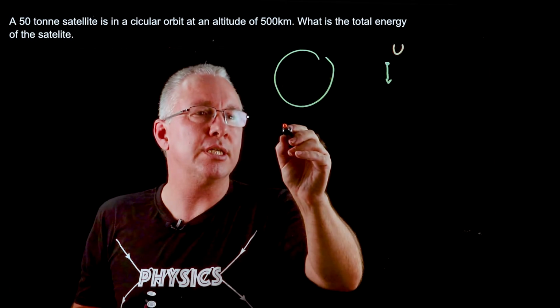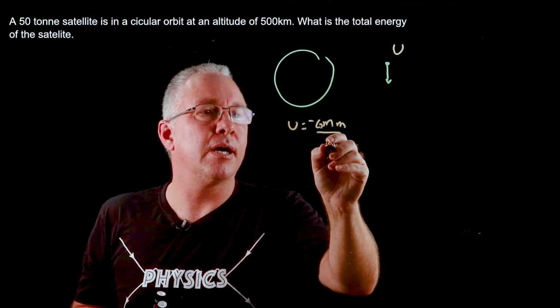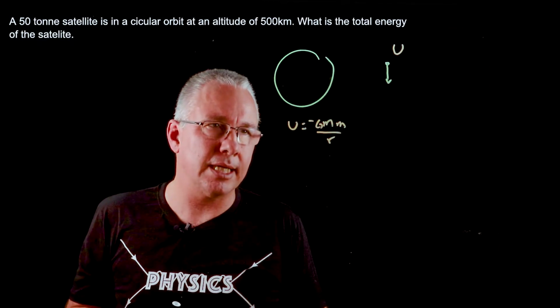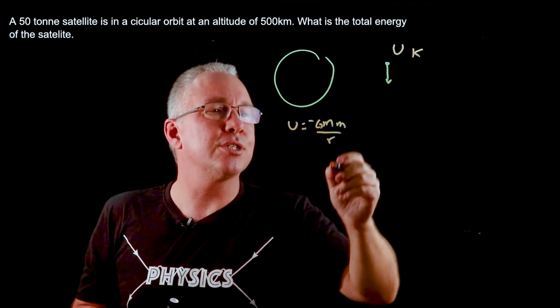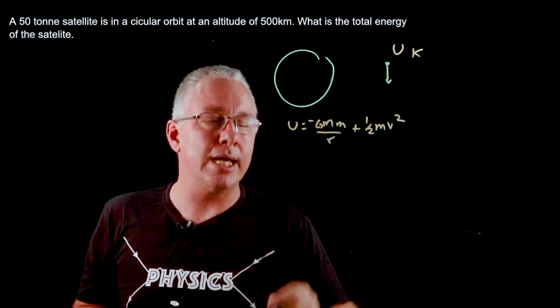And that potential energy is equal to negative G M over r. Notice my M is a little bit bigger. One is this big M and one is the mass of my satellite. The second thing it has is kinetic energy. And of course that kinetic energy is equal to a half m v squared.